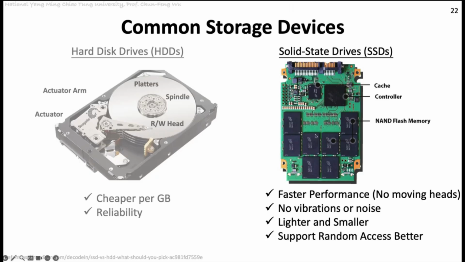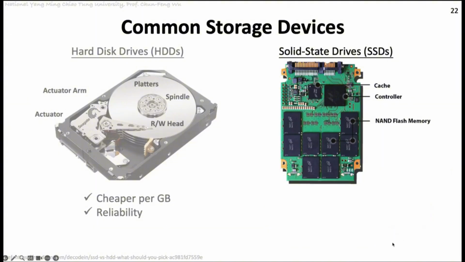The good thing is that it has faster performance. The reason is there are no moving heads. Each time, you need to rotate the platters and move the arm to get the data, because they are all mechanical things, so it takes a long time to get the data. But with circuits, you choose a voltage value, send the voltage value, and then read the current. It will be way faster than the mechanical moving parts. And there is no vibration or noise, because there is no moving part inside. Lighter, smaller, and it supports random access better.